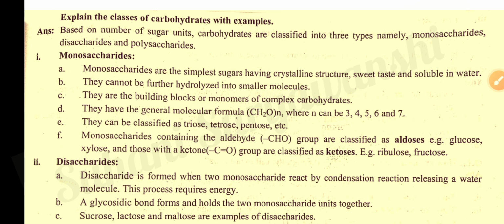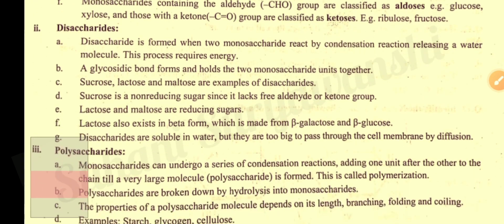They have the general molecular formula (CH2O)n, where n can be 3, 4, 5, 6, and 7. They can be classified as triose, tetrose, pentose, etc. Monosaccharides containing the aldehyde group are classified as aldose, for example glucose, xylose, and those with a ketone group are classified as ketose, for example ribulose, fructose.